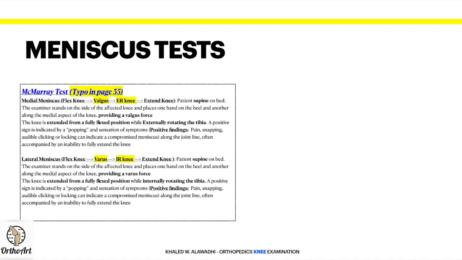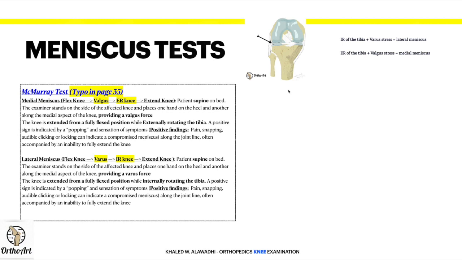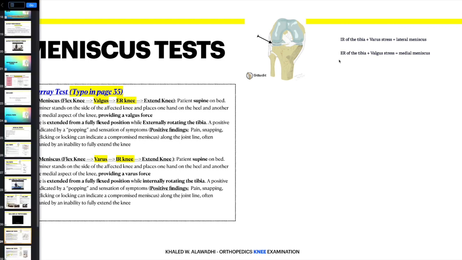So how do you do it? What I mean by the medial and lateral meniscus: this is the meniscus, this is the medial side, and this is the lateral side. So this is a mnemonic. Internal rotation of the tibia plus a varus test is lateral meniscus involvement. External rotation of the tibia with valgus stress means medial meniscus.